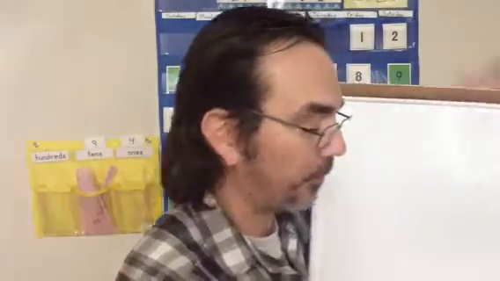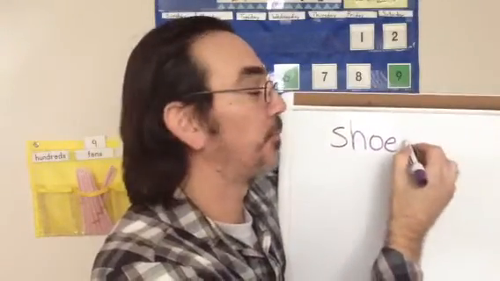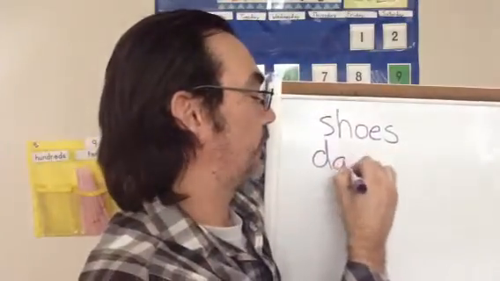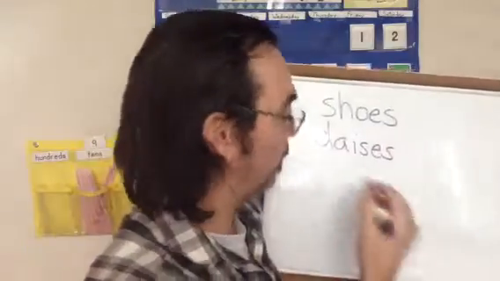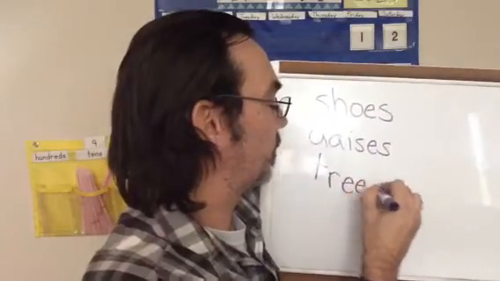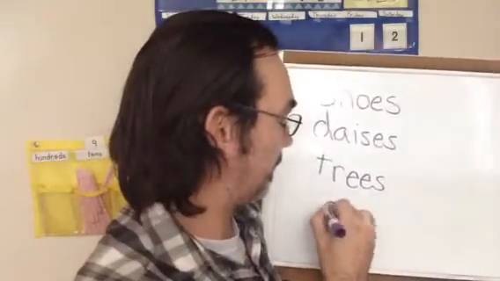And we are going to look over some examples that you have sent in this week. So let me grab my whiteboard and my marker and have my list over here. And let's see. So Eva gave us shoe. Made it plural with an S. Shoes. Okay? And daisies. Very nice. Also, trees. So all of these are plural, meaning more than one. Thank you, Eva.